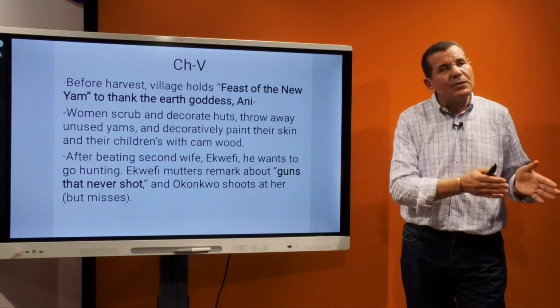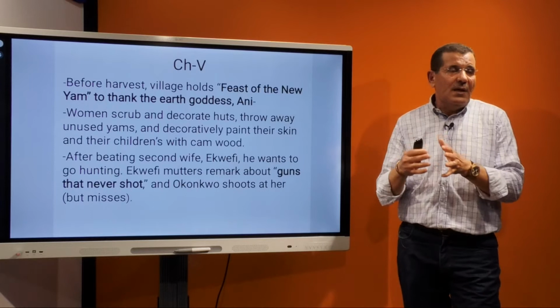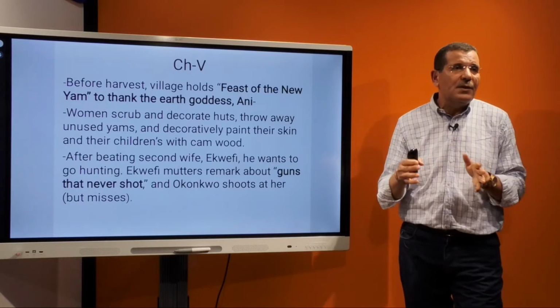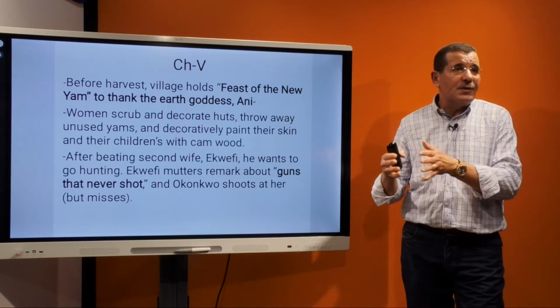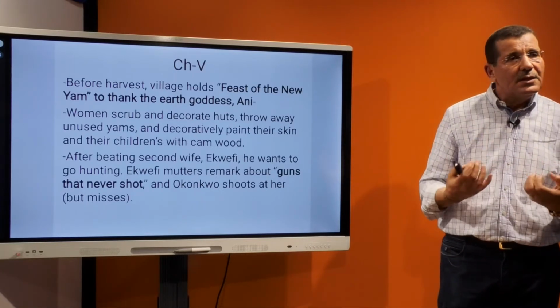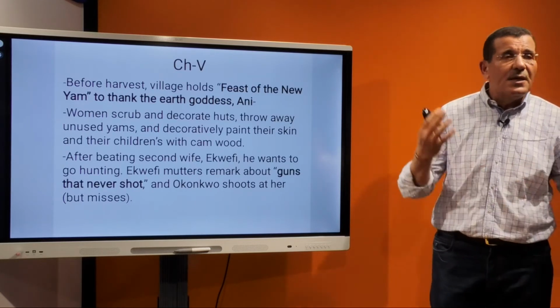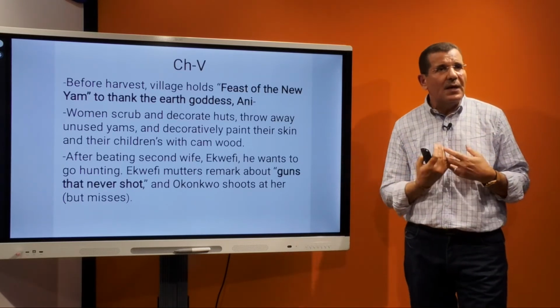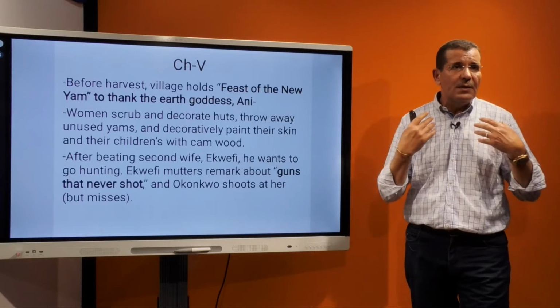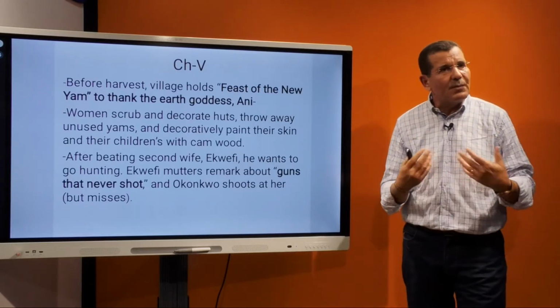So in addition to superstition, in addition to the evil forest, it is a pagan society where they have their own gods, and we have a belief in the goddess of fertility. And women also decorate their huts, throw away unused yams, and decorate and paint their skin and their children, to celebrate the moment.